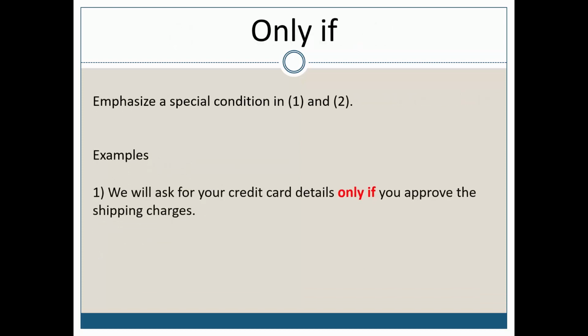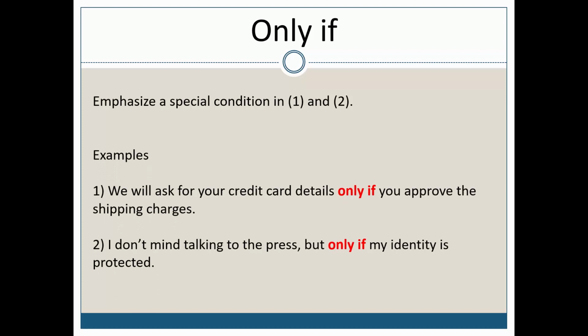First, let's begin with only if. Only if is used to emphasize a special condition, as in examples number 1 and 2. We will ask for your credit card details only if you approve the shipping charges. The special condition, which is the approval of the shipping charges, is emphasized. It means in order to be asked about your credit card details, you have to approve the shipping charges.